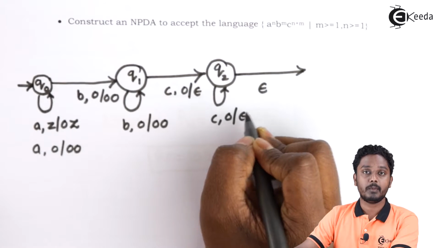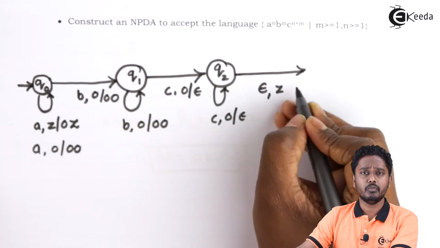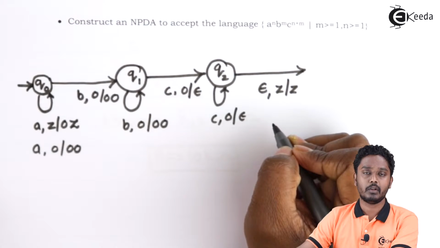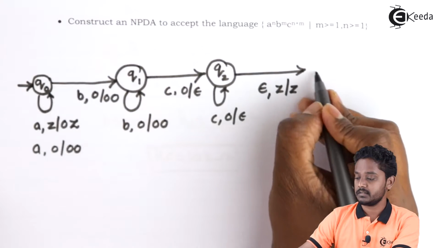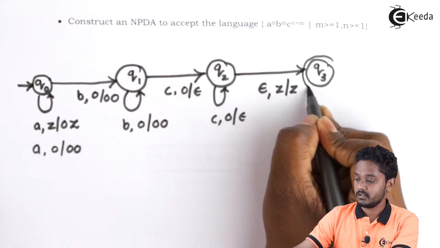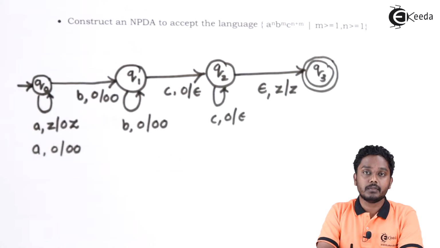And the top of the stack would be Z. We can keep it as it is or we may remove it. We choose to keep it as it is and we'll go to the final state. With this, we have constructed the required NPDA.